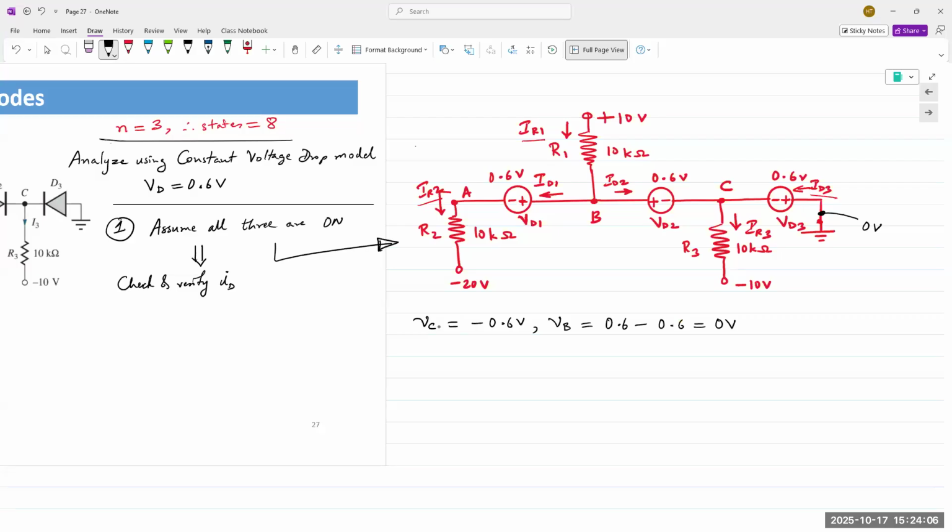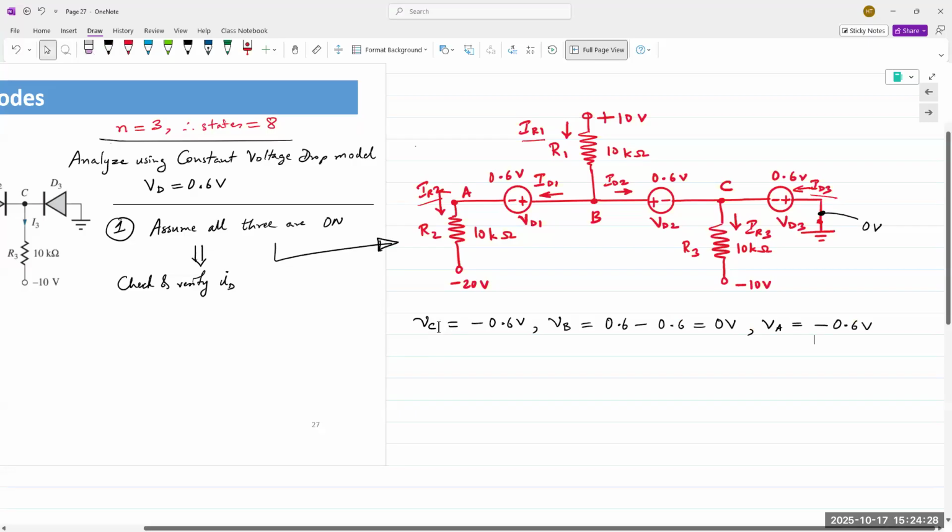So then take a look at the circuit. Tell me what is VA. So one answer is minus 0.6. What do y'all think? Plus 0.6? Yeah, it is minus 0.6. Okay. So we have the 3 node voltages.